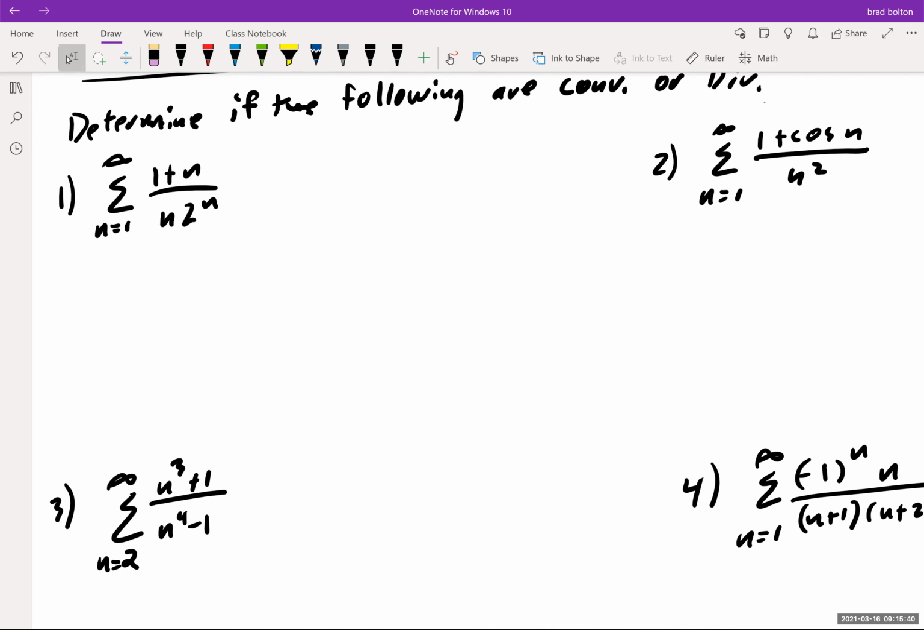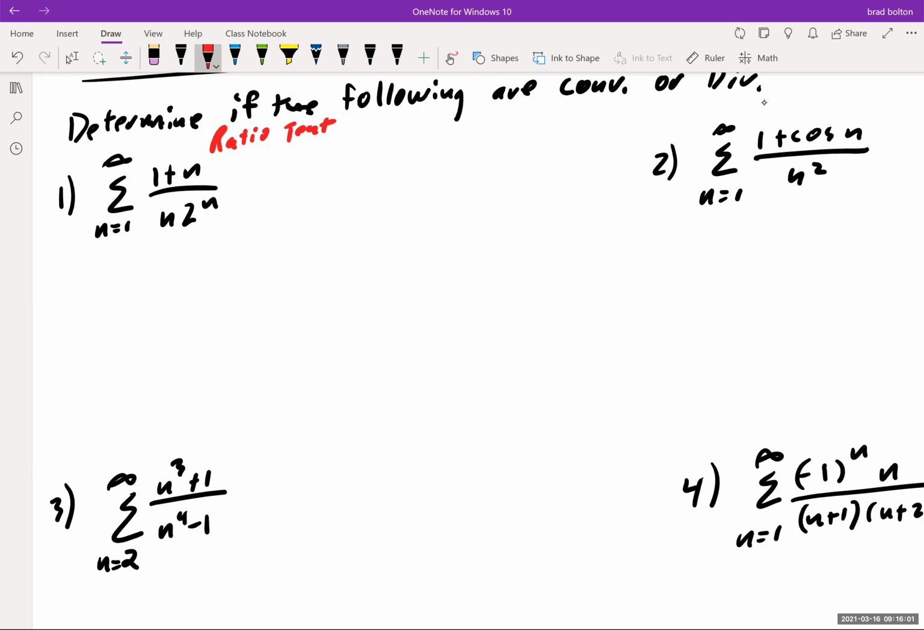So determine if the sum of 1 plus n over n times 2 to the n is convergent or divergent. So I'm going to try the ratio test. This looks like a ratio test because it's got a polynomial times an exponential. So for me, this is going to be ratio test. And again, I love the ratio test because it feels so concrete.